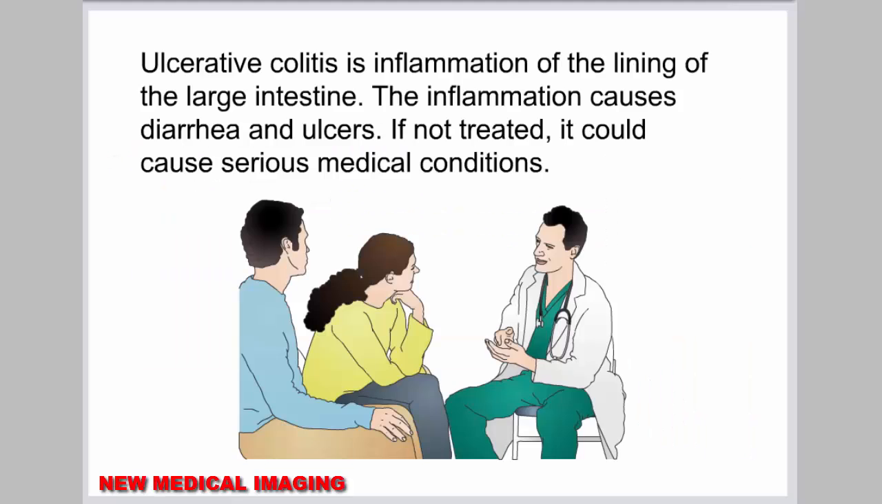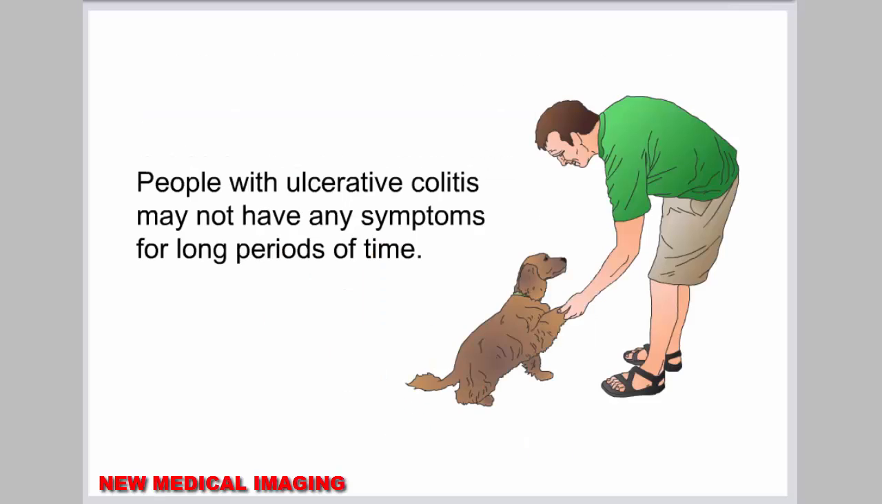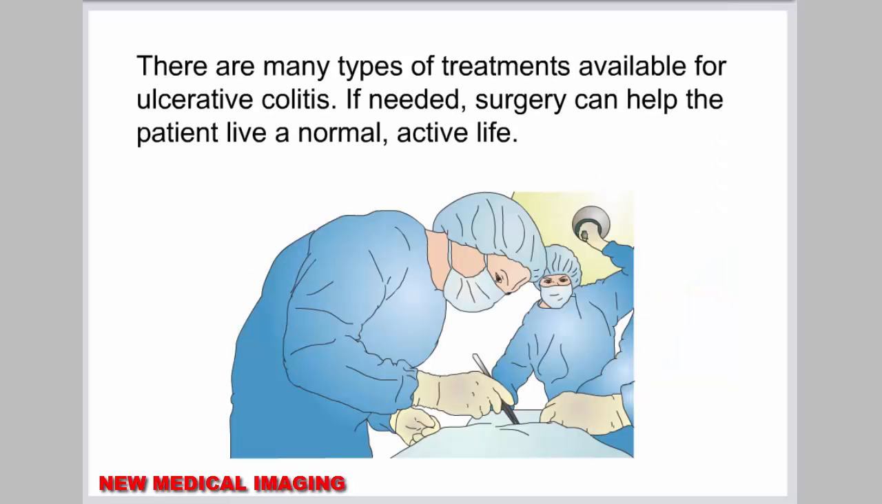Summary. Ulcerative colitis is inflammation of the lining of the large intestine. The inflammation causes diarrhea and ulcers. If not treated, it could cause serious medical conditions. People with ulcerative colitis may not have any symptoms for long periods of time. There are many types of treatments available for ulcerative colitis. If needed, surgery can help the patient live a normal, active life.